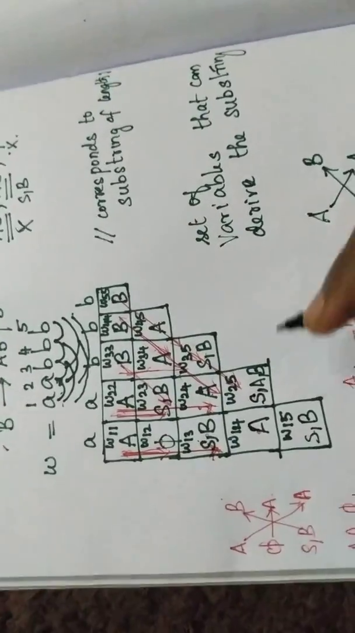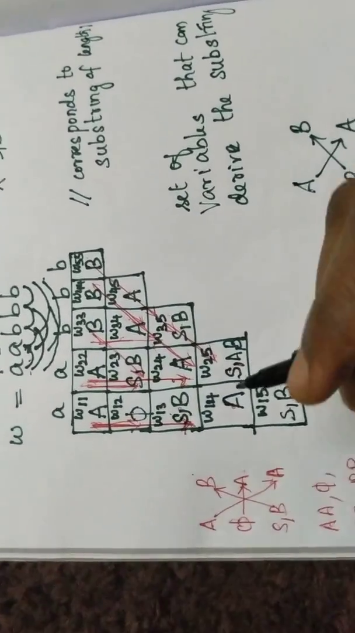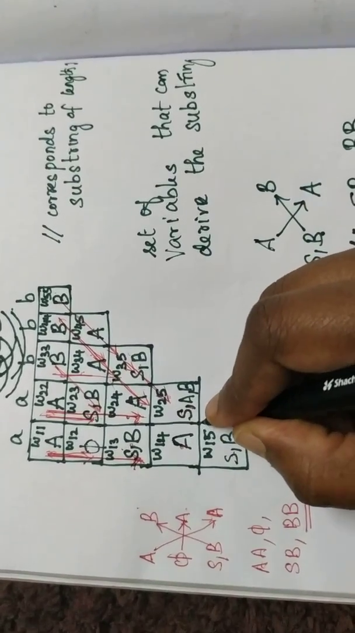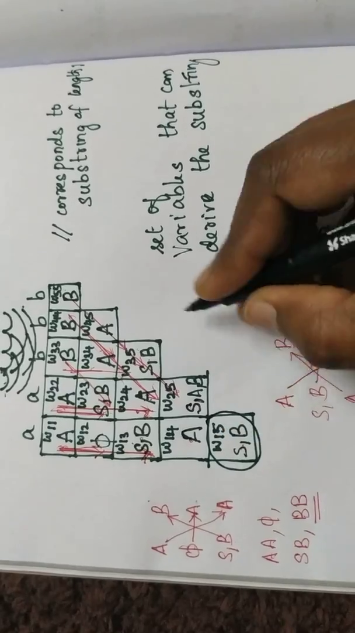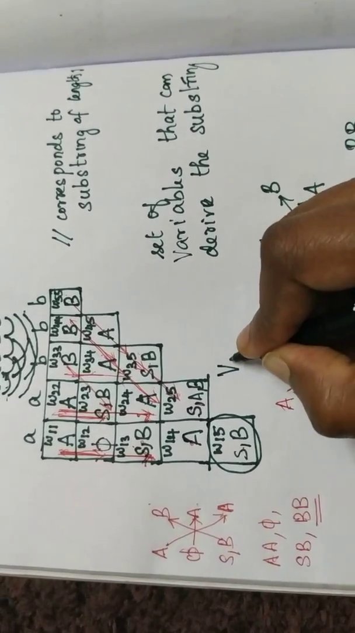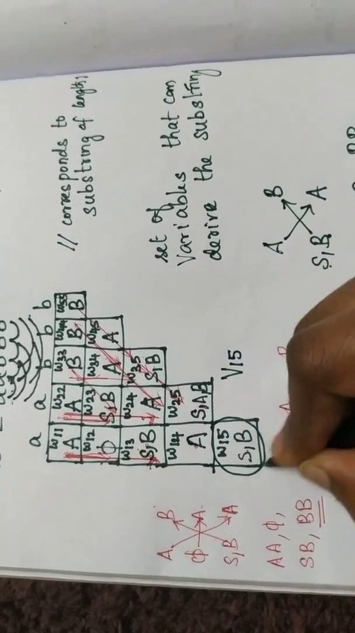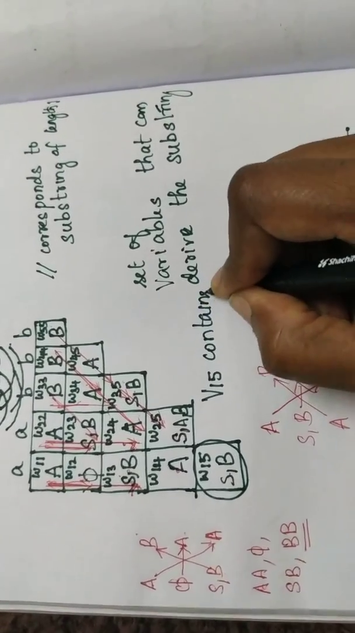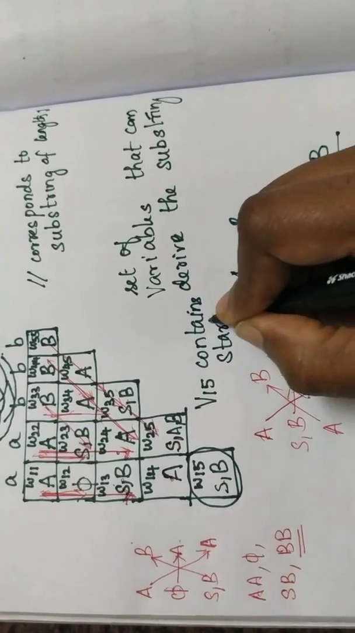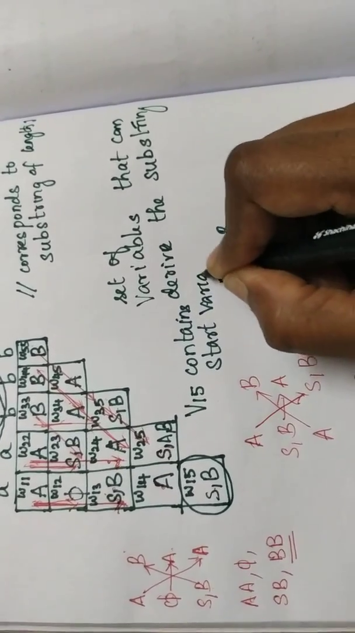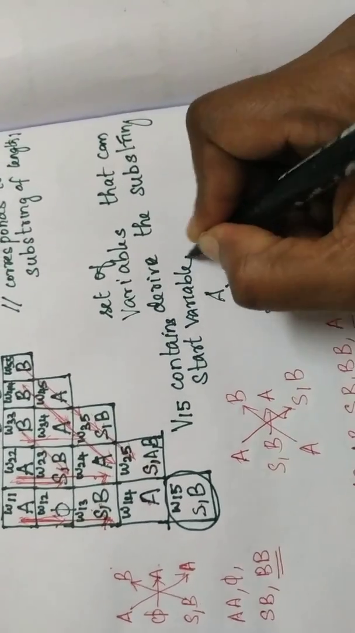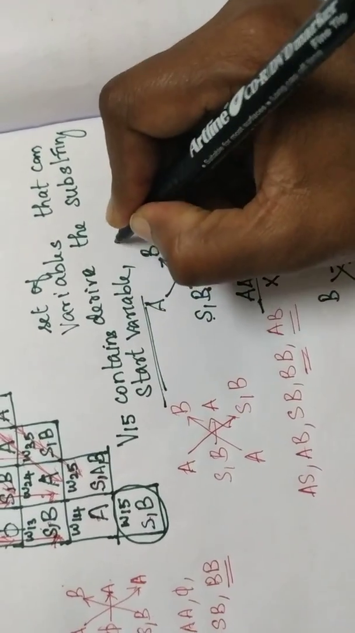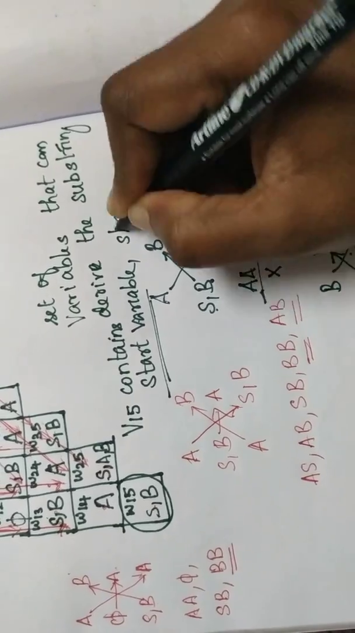Now to conclude with this, we have to take only the last row. So if the variable set V15 contains the start variable, then we can say that the string belongs to the language.